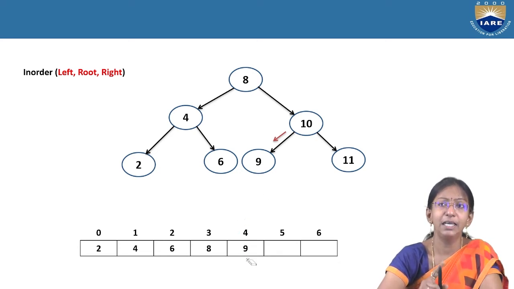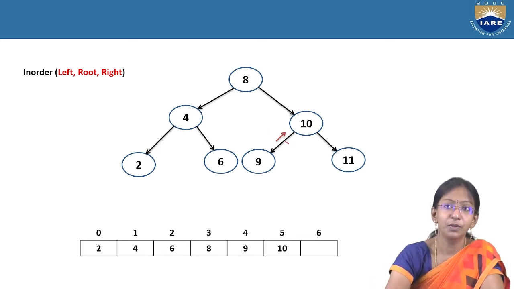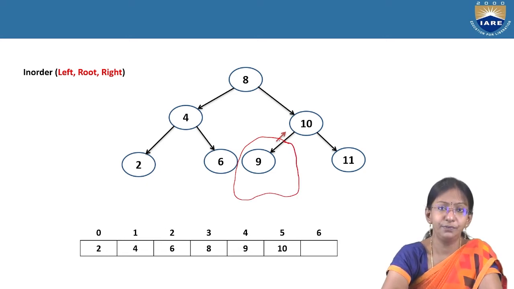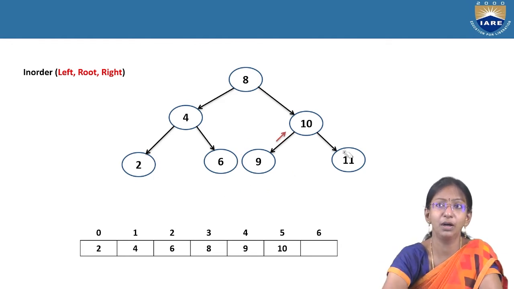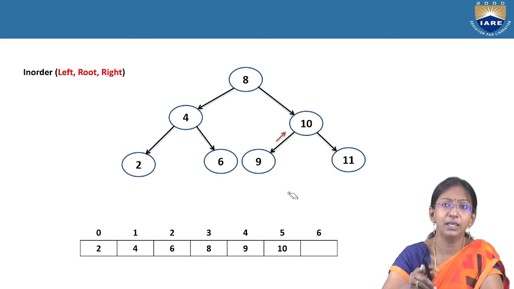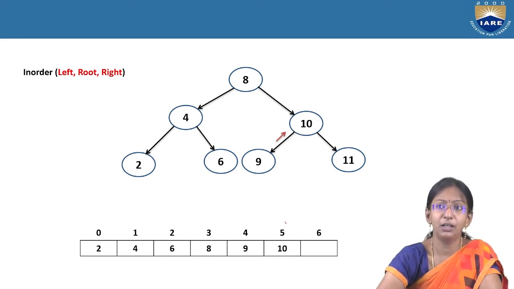Do you have any right child of 9? No. As you do not have any right child of 9, travel in the reverse direction. Go to the root. Why? Because traveling towards the left subtree of 10 is done. Once working with the left subtree is done, you have to print the root, which is 10. So in the index value 5, the value 10 is stored.